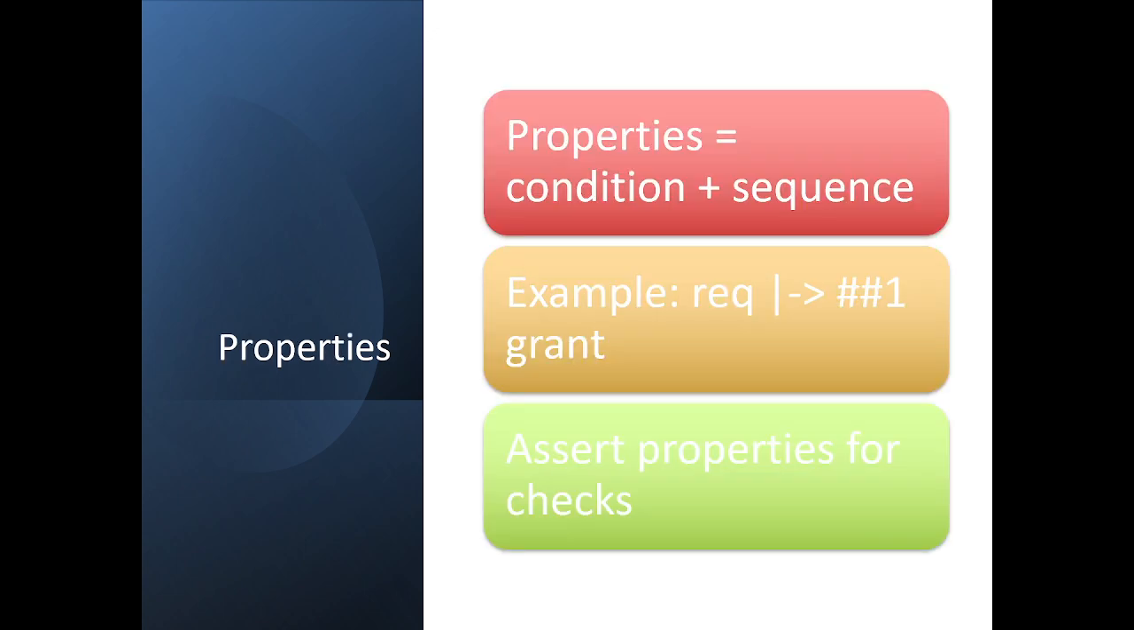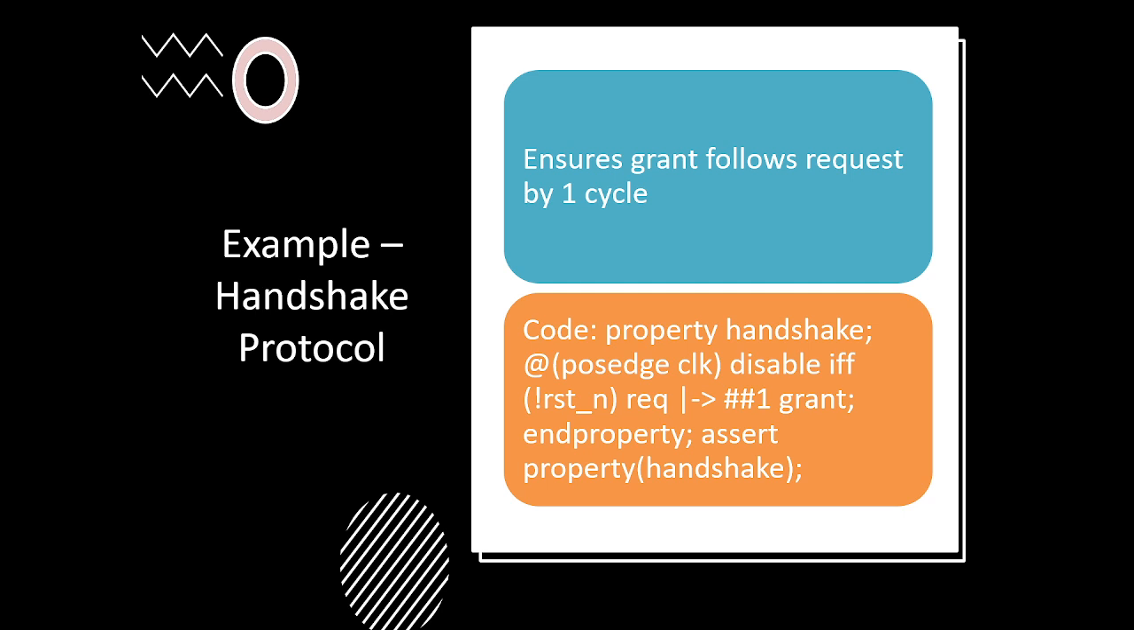Coming to properties, a property combines conditions and sequences into a single rule. Assertions apply these properties to verify correctness. If you remember our handshaking protocol, here the grant follows the request by one cycle. This handshake protocol ensures the request is always followed by the grant one cycle later, a common example in bus protocols.